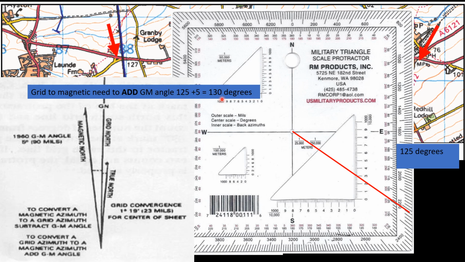So what would happen if you forgot to convert the azimuth? Well, you would be walking at 125 degrees and not 130, so you would generally end up on the north side of it, not on it, because you're not walking south enough. I hope that helps. Quick little example of how you can use some of these skills.